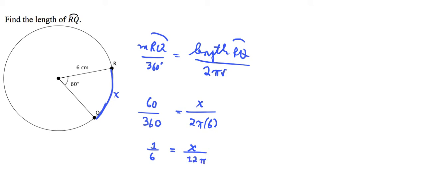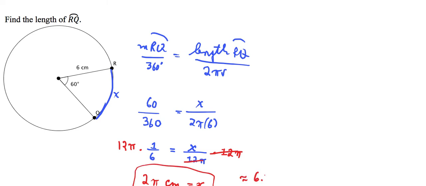I'm going to solve this in a little bit more detail than I did last time. I'm going to multiply both sides by 12 pi. The right side cancels, and on the left side I have 12 pi over 6, which is the same thing as 2 pi, and our units here are in centimeters, is equal to the arc length. You can also type this into a calculator. This is about 6.28 centimeters as the length of this arc.